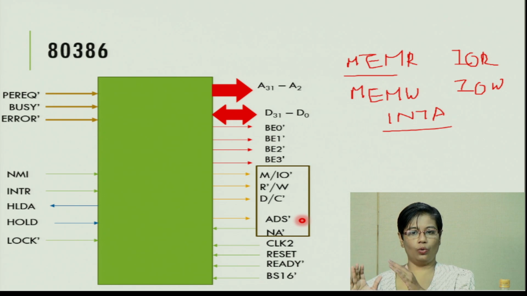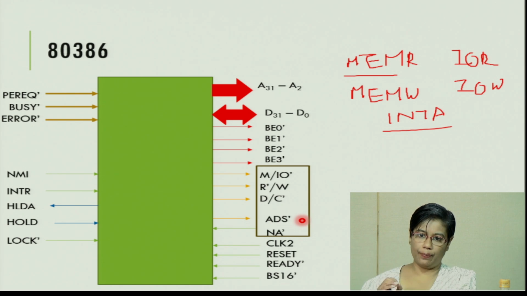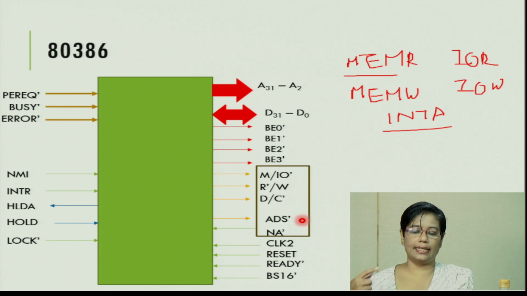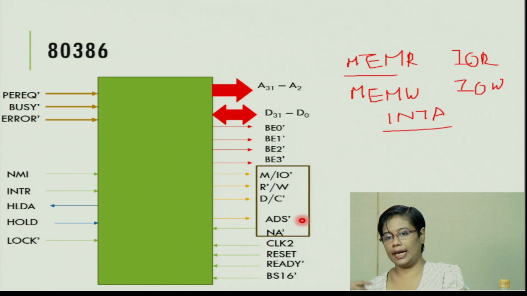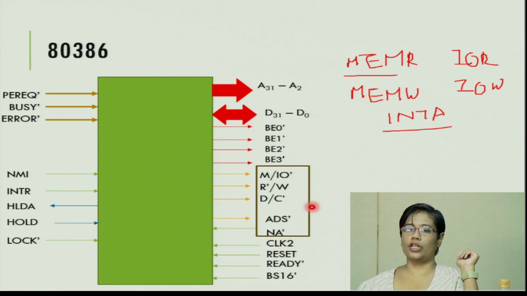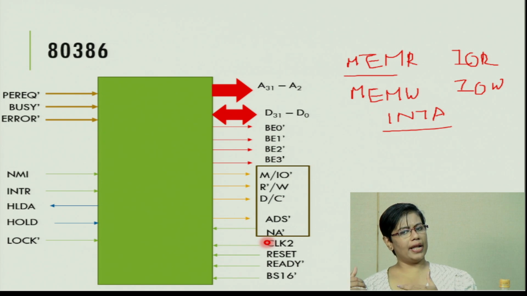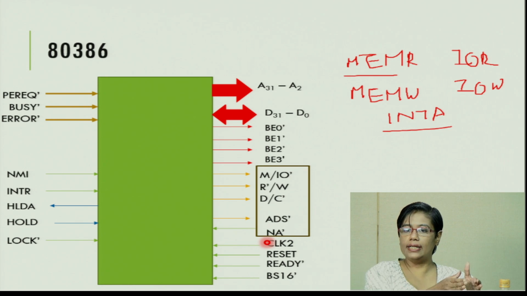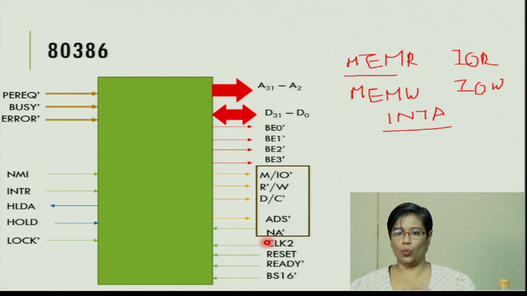ADS bar, we know, is the address strobe. Valid address, the signal is active. NA bar is an input, given whenever 80386 is supposed to generate the next address. But together they are used for what is called bus pipelining. We'll talk about bus pipelining towards the end of this module. Then you will understand how ADS bar and NA bar work together to implement bus pipelining.